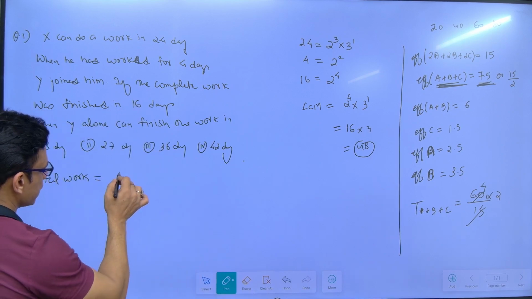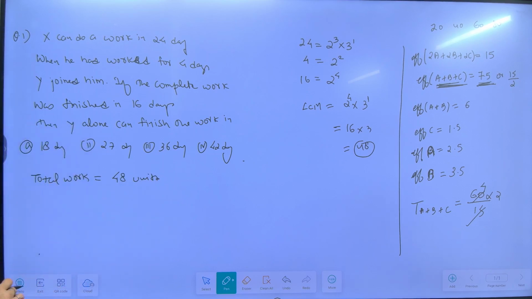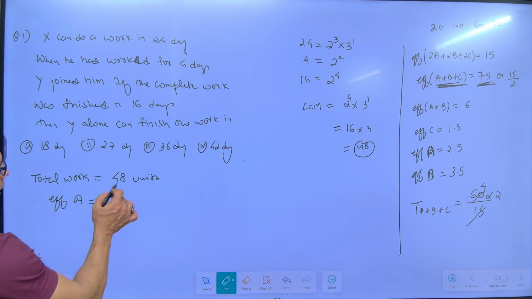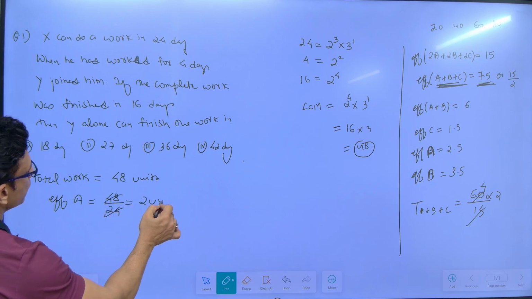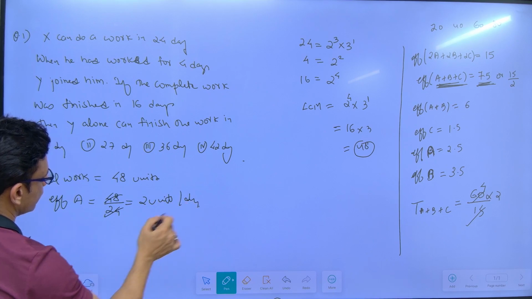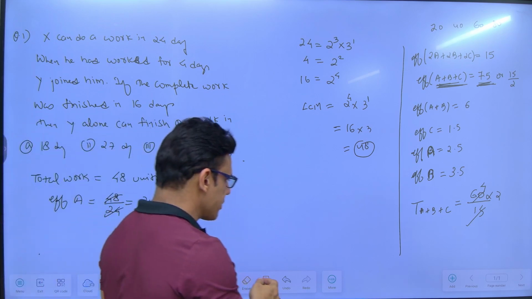Total work is 48 units. From here, efficiency of A can be found. How do you find efficiency? Total work by total time. That is 2 units per day. And then he worked for how many days? 4 days.